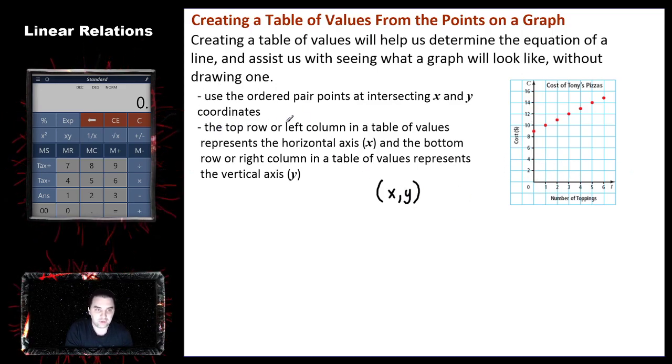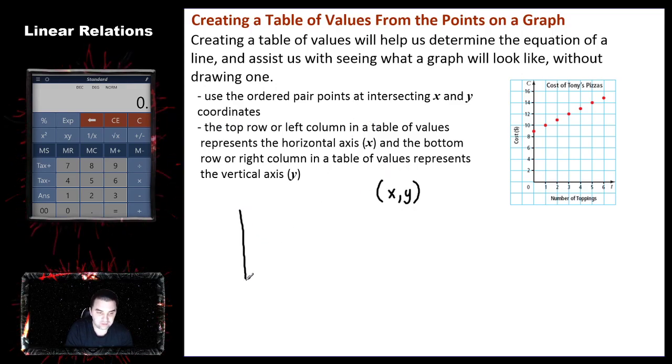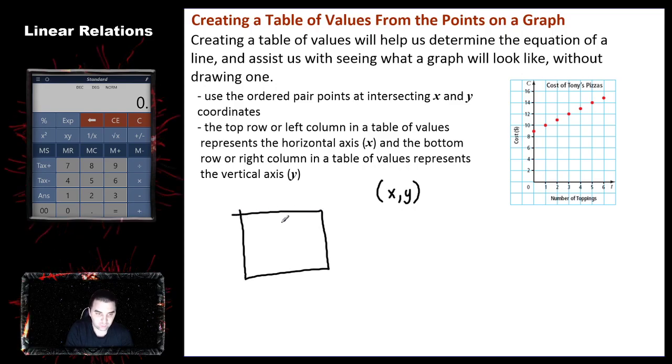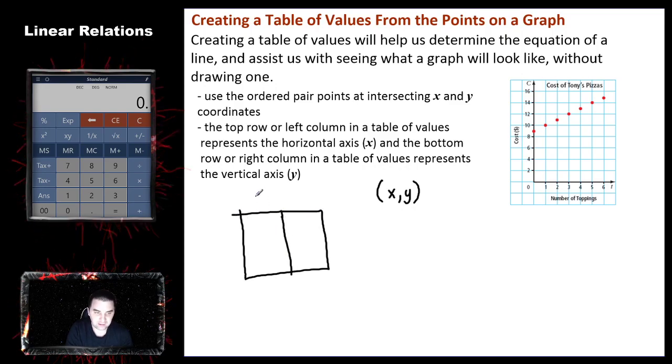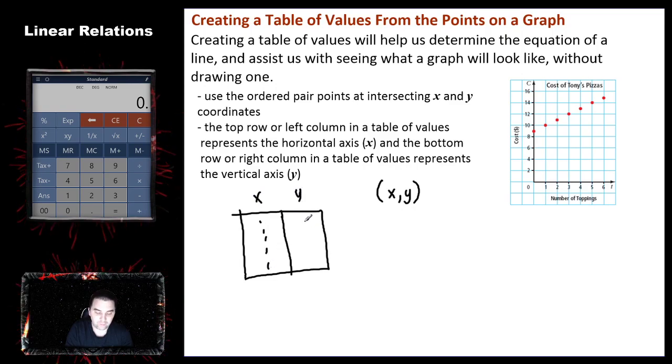All right, so the top row or left column in a table of values, so you'll usually see a table of values as a square or a rectangle or something like that, and the left one would be your x values, and the right one would be your y values.